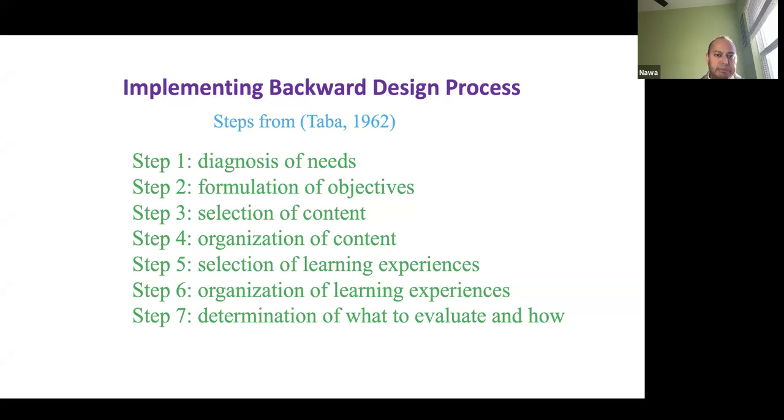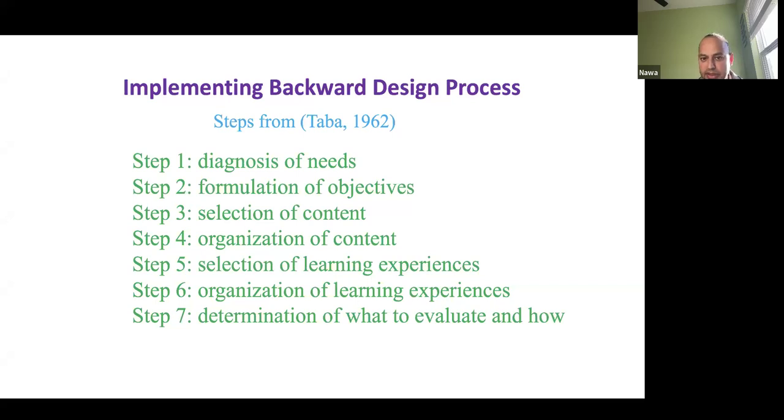Okay, so how do we implement the backward design process? The first thing is we have to have the objectives. That means we need to diagnose the need. For example, let's say I'm trying to set up my University Physics 1 class, the whole curriculum. Somebody already did that for me, but if it was a backward design class, the first thing is diagnosis of the needs, meaning who will be taking the University Physics 1 class.